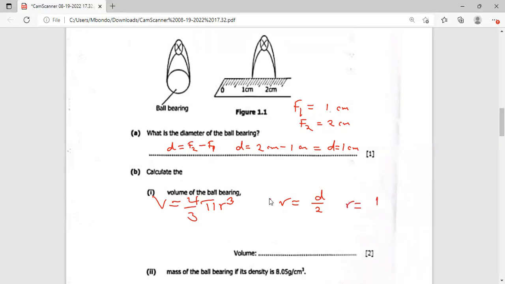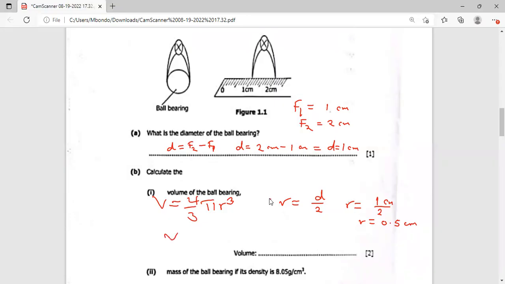So write 1 centimeter divided by 2, which will give us r equal to 0.5 centimeters. So what you have found there is just the radius. So we get that value, we substitute in this formula that we have written.